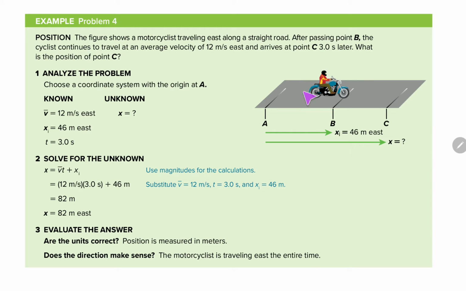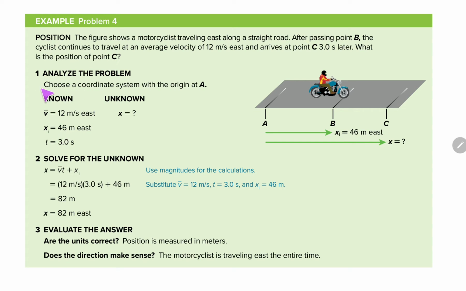In the figure here, we have a motorcyclist at position B, which is equal to 46 meters east. So we have the first position, or x initial, equal to 46 meters east. We need to find the position at point C, and we have the velocity and the time. So in the beginning, we should write the known and the unknown in this question. We have, as we said, the velocity, which is equal to 12 meters per second east. So v equal to 12. And also we have x initial, which is equal to 46 meters east.